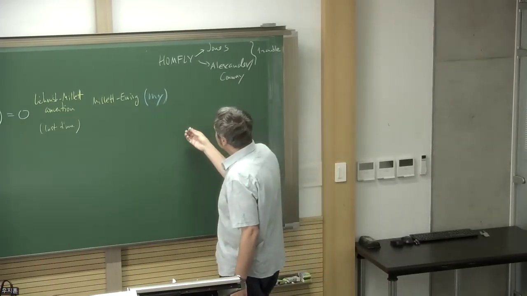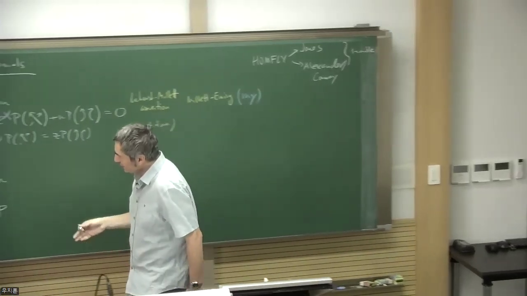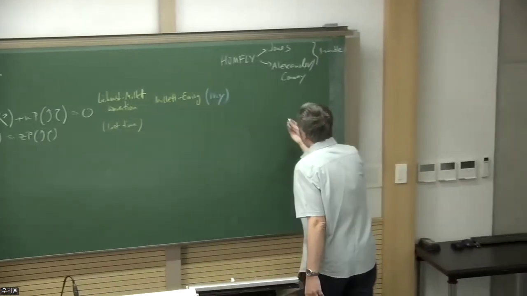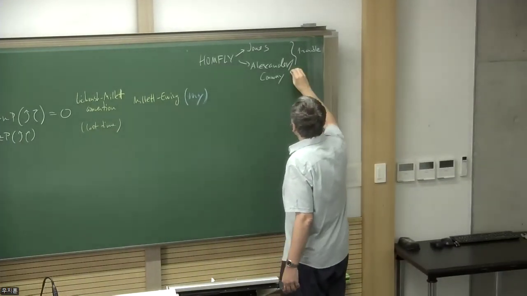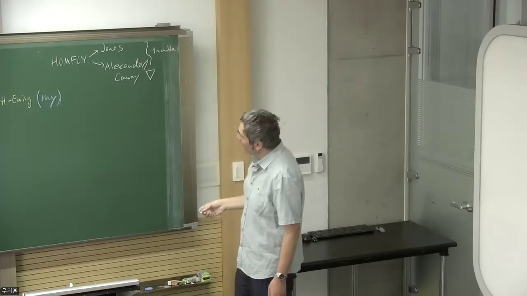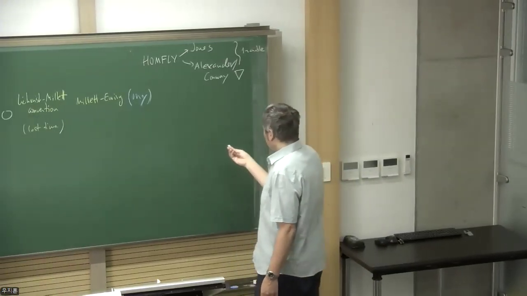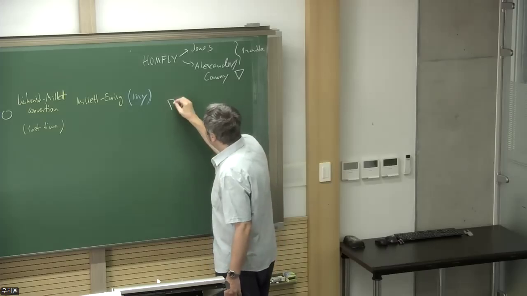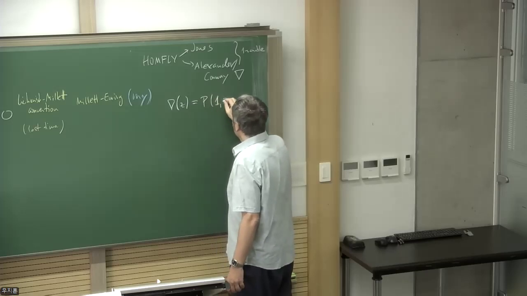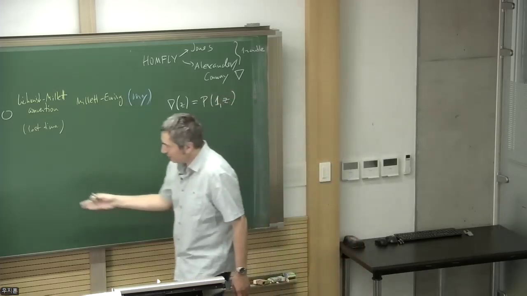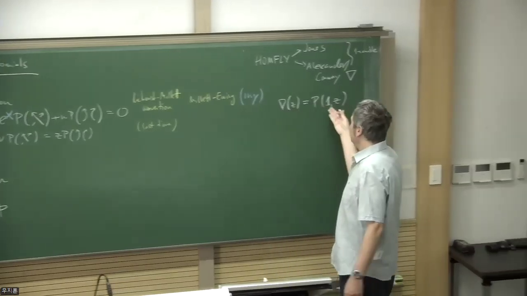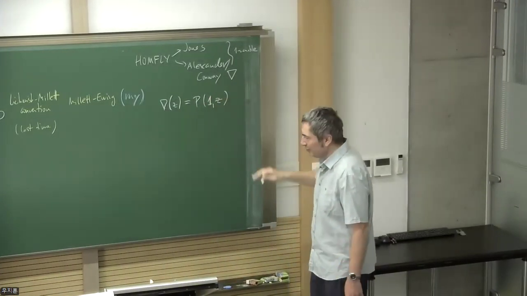So the HOMFLY polynomial has two variables, L and M. And the Alexander polynomial, so let's say, in order to make it easy, let me write here Conway. The Conway polynomial of z is P of 1, z in this convention. So you can convert from here to here, and then the problem is you get something like the square root of -1, so you get complex units and things like this.